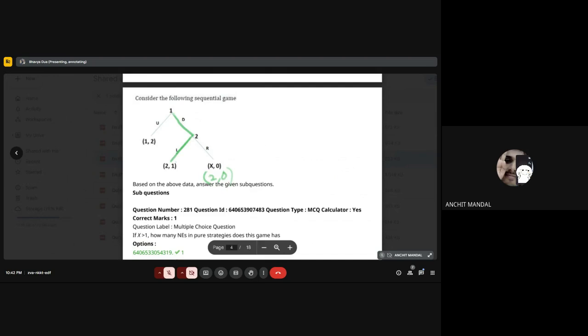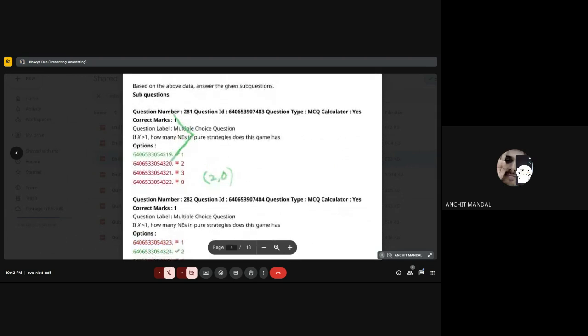D. Correct. They know that their payoff will be at least two. Absolutely correct, which is anyway higher than the one they would have got with up. So only one. If there was a division under player one's up, then there could have been multiple Nash equilibria. So a single Nash equilibrium in pure strategy.